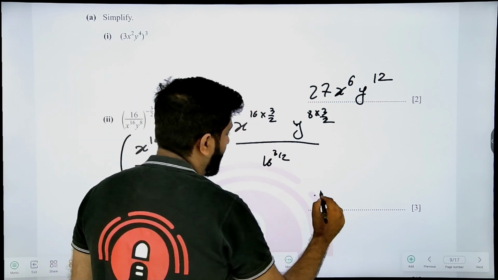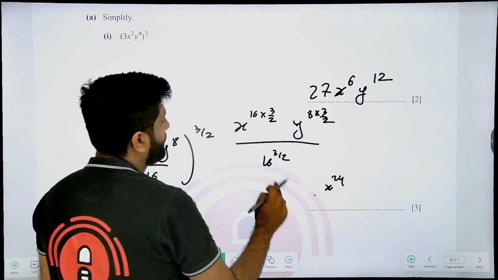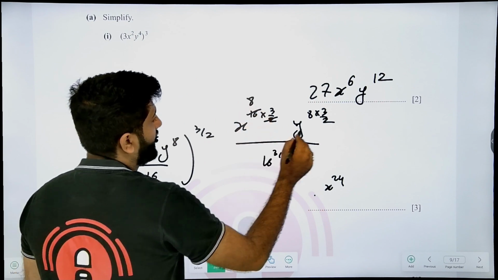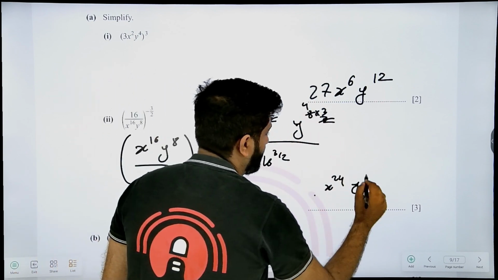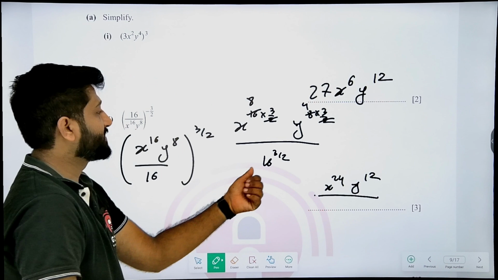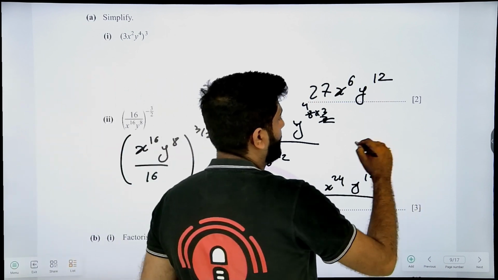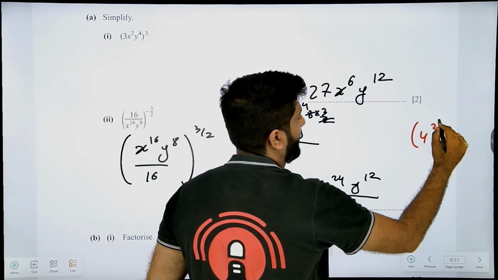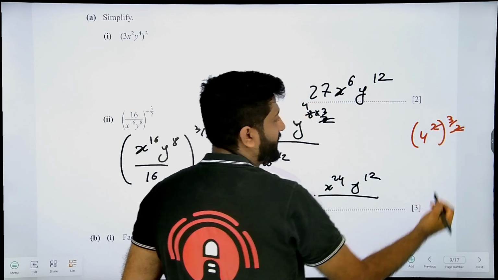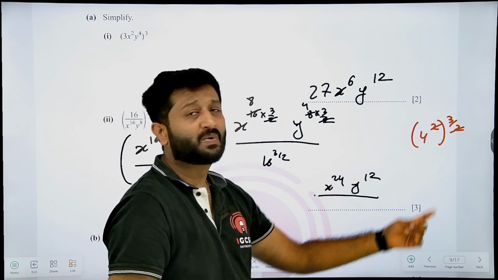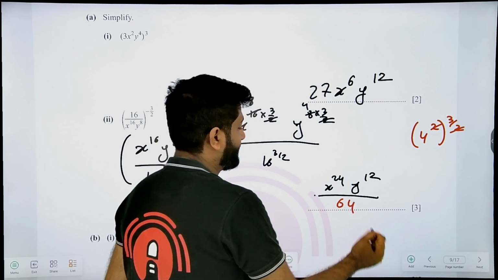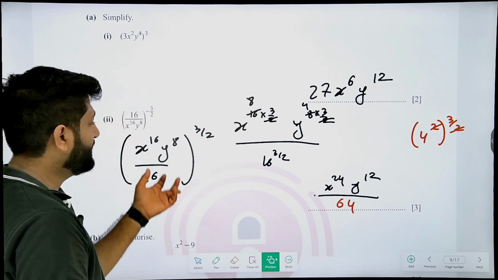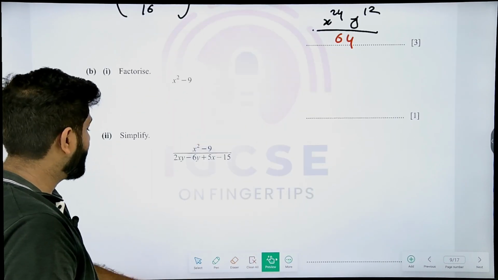So you have x power 24 into y power 12 over 16 power 3 by 2. Now what is 16? 16 is 4 squared, power 3 by 2. So 2 and 2 will get cancelled. So 4 power 3, that is 64. This is my answer. Next, I have to factorize this.